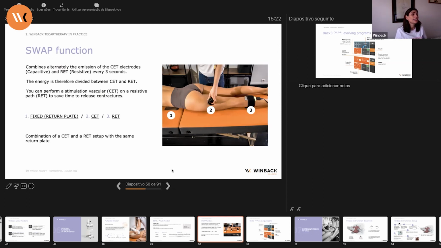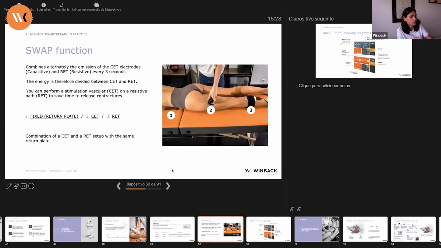The energy is therefore divided between the capacitive stimulation and the resistive stimulation, and you can perform a vascular stimulation on a resistive path to save time to release the contractures. Here we have an example. If you are working on the ischiotibial muscle, you can do the local stimulation with the capacitive electrode, and the resistive will work on the back chain.